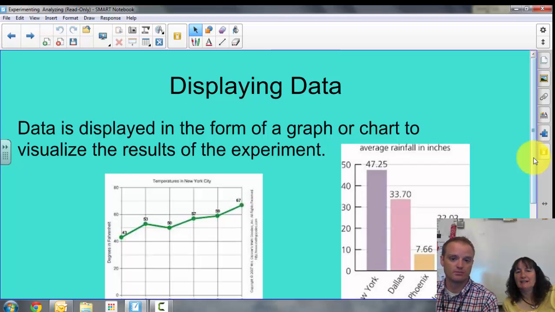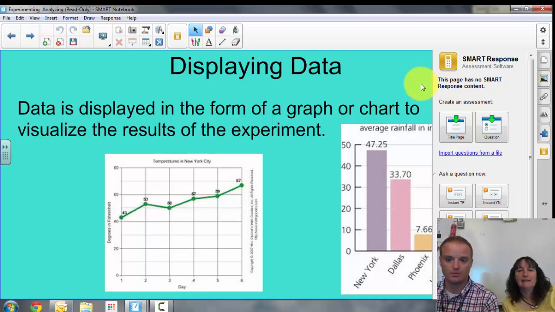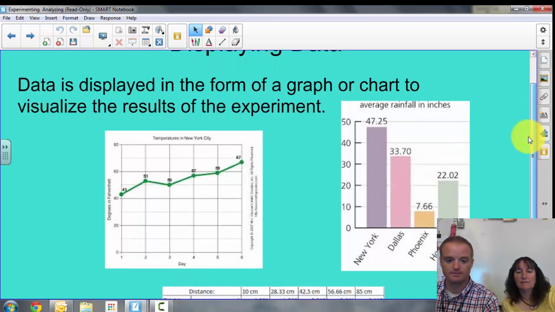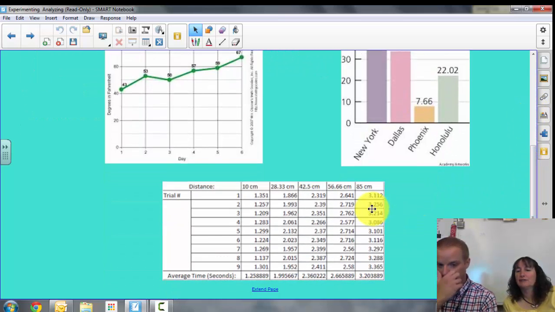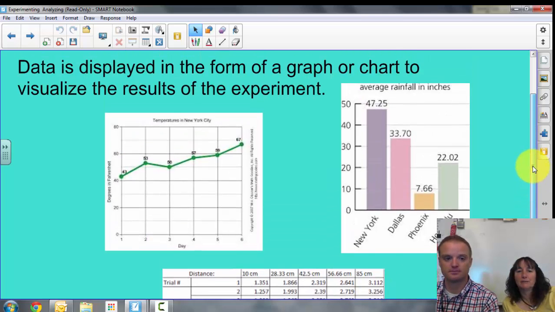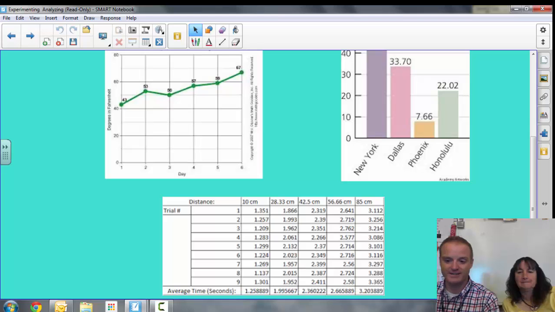Then we have displaying data. Once you do your experiment, you have to have some way to collect and display your data. You can do that in the form of a graph, like a line graph or a bar graph. You can do it in a chart. It's just a way to visualize your results, to get it all organized and see what's happening in your experiment. Make it easy to see, and try to make it look pretty.